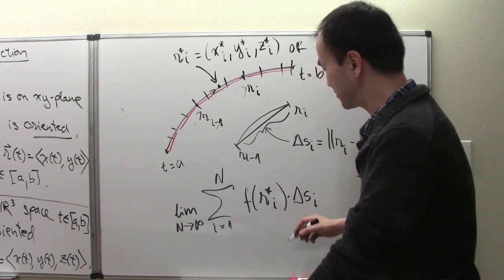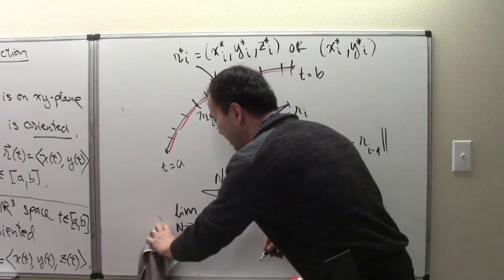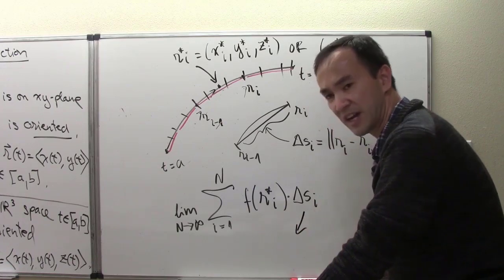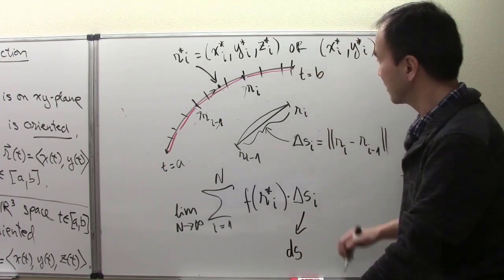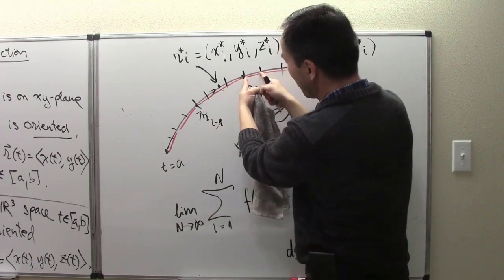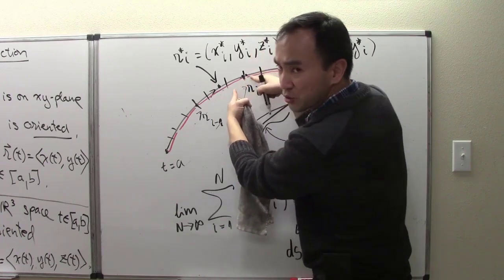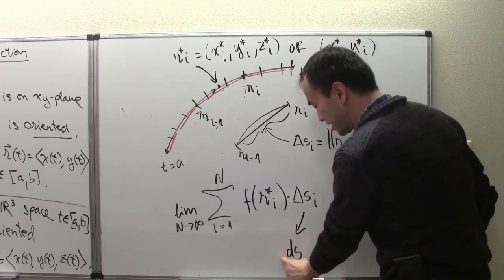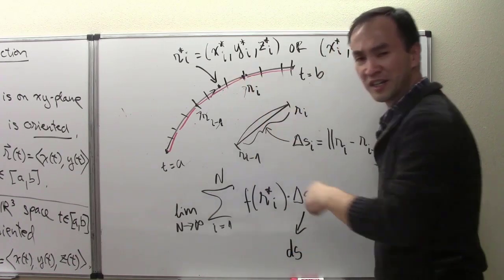So ladies and gentlemen, our work becomes the following. As we're taking n to infinity, this delta S sub i becomes the differential ds. Because when it becomes so small, to the point that there's not much difference anymore between r i and r i minus 1, that delta S becomes just the differential ds.